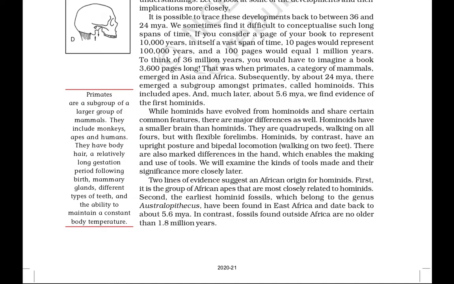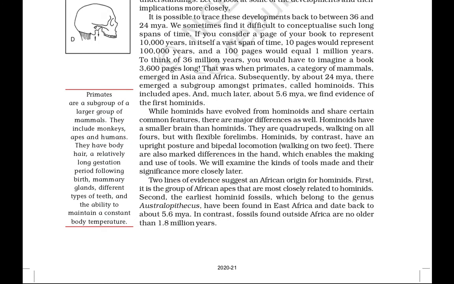Primates are a subgroup of a larger group of mammals. They include monkeys, apes, and humans. They have body hair, a relatively long gestation period following birth, mammary glands, different types of teeth, and the ability to maintain a constant body temperature.